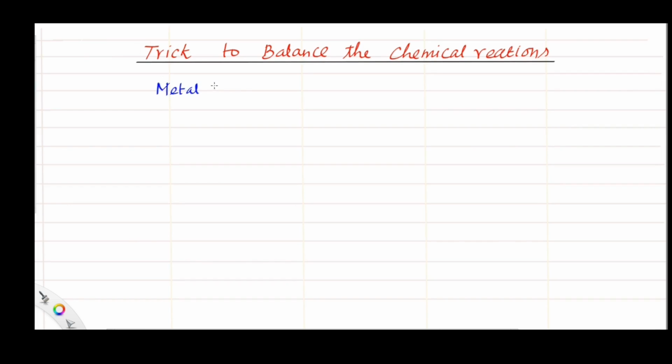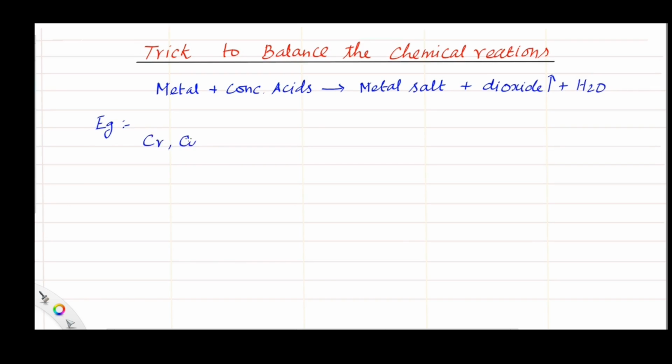When a metal reacts with concentrated acids, we get the products metal salt, a dioxide gas, and water. Let us discuss some examples: chromium, copper, zinc, silver, and the concentrated acids like concentrated H2SO4 and concentrated HNO3. When these metals react with these acids to give the products, we write the unbalanced equation.